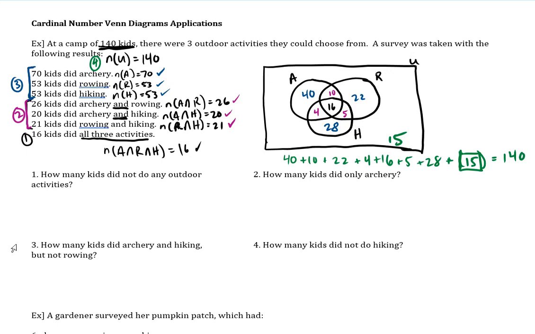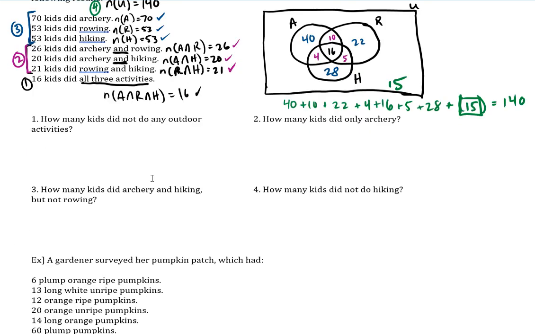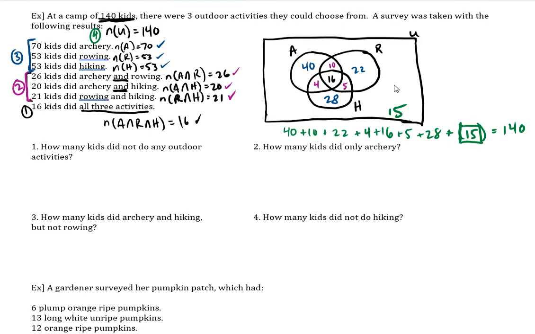So now that we have this, we can answer these questions. And these questions we might need to make a little sketch of shading, which is fine. But if you look at it just from this sketch, then that's awesome too. All right, so number 1, it says how many kids did not do any outdoor activities? Okay, so all of the outdoor activities are in these circles. This 15 would be them not doing any.